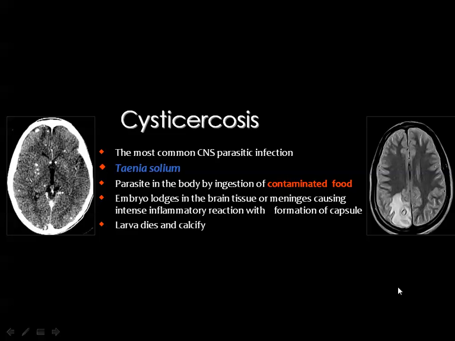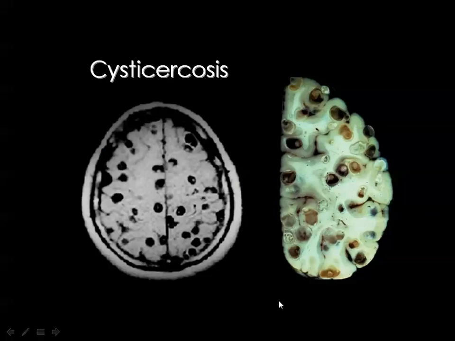Whenever the organism dies and calcifies, it will result in multiple periventricular calcific areas, which may simulate congenital intracranial infection. You should add cysticercosis, as well as the TORCH list of congenital intracranial infections, as a cause of periventricular calcium. Also, you should add TB, healed TB, to this particular group of lesions.